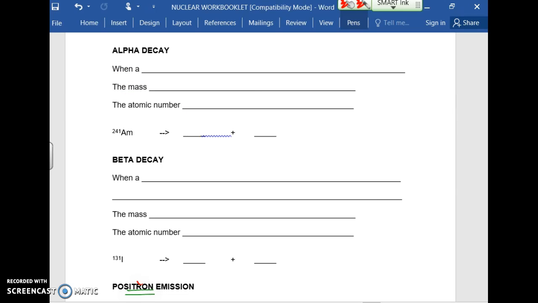As I think might be obvious, an alpha particle is going to come into play here. Well, what happens in an alpha decay? Well, this is when an unstable nucleus emits an alpha particle. Remember, this is decay, so we have to start off with something that's unstable.